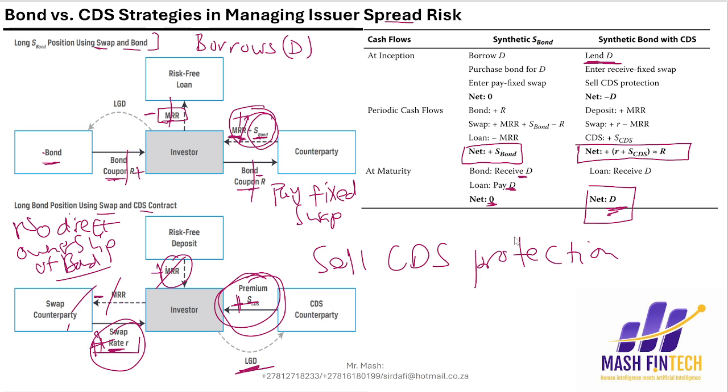And then also you are going to sell protection on the bond. By selling protection, you receive a premium. These are the two ways in which you can enter into these synthetic long positions. Make sure you remember these synthetic positions. One in which you have to have the bond, and the other one in which you use the CDS contract by selling protection, and also you enter into a receive fixed swap.